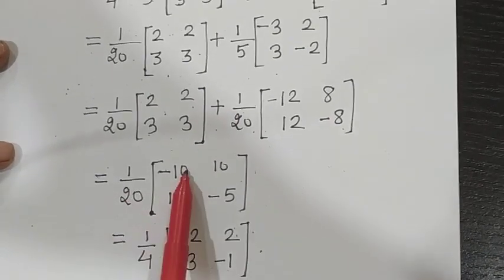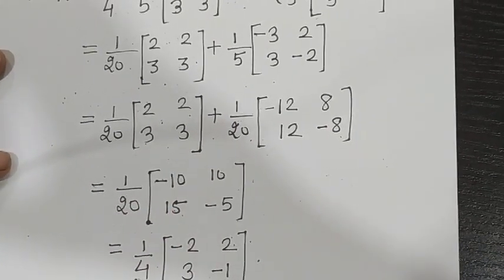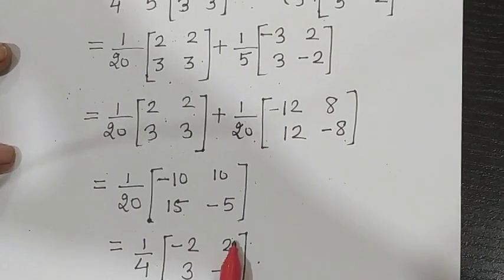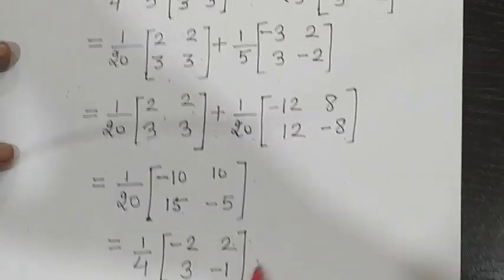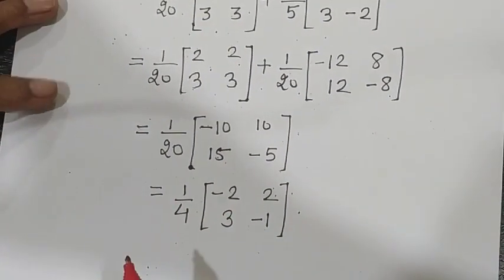So now cancel out the terms. So it is 1 by 4 times minus 2, 2, 3, minus 1. This is nothing but the required inverse.